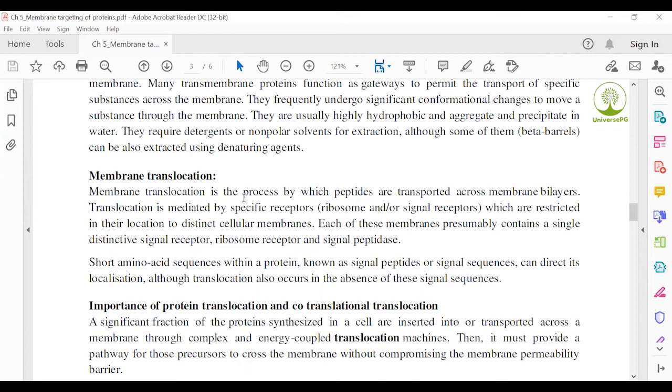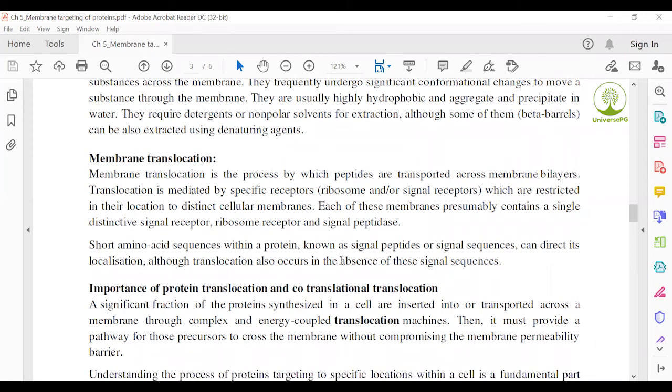Translocation is mediated by a specific receptor which is restricted in its location to a distinct cellular membrane. Short amino acid sequences within a protein, known as signal peptides or signal sequences, can direct its localization, though translocation can also occur in the absence of signal sequences. You just read what membrane translocation or transmembrane translocation is.